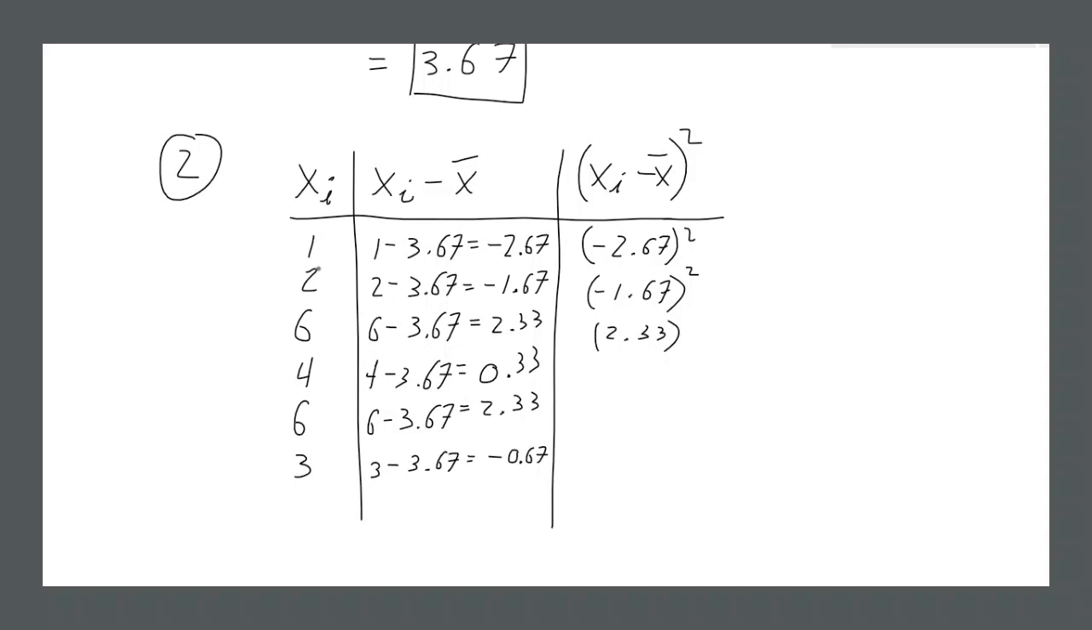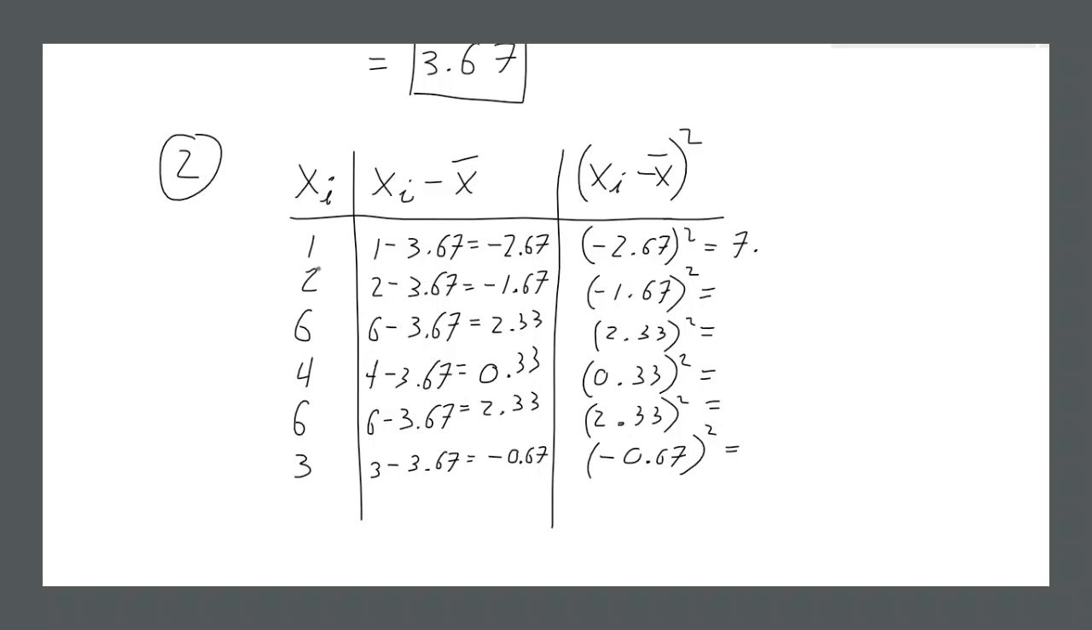2.33 squared, 0.33 squared, 2.33 squared again, and negative 0.67 squared. So we'll calculate all of those. Now, of course, when you're squaring something, it doesn't matter if it's negative or positive. The answer will be positive either way. So here you could do 2.67 squared or negative 2.67 squared. The answer will be the same.